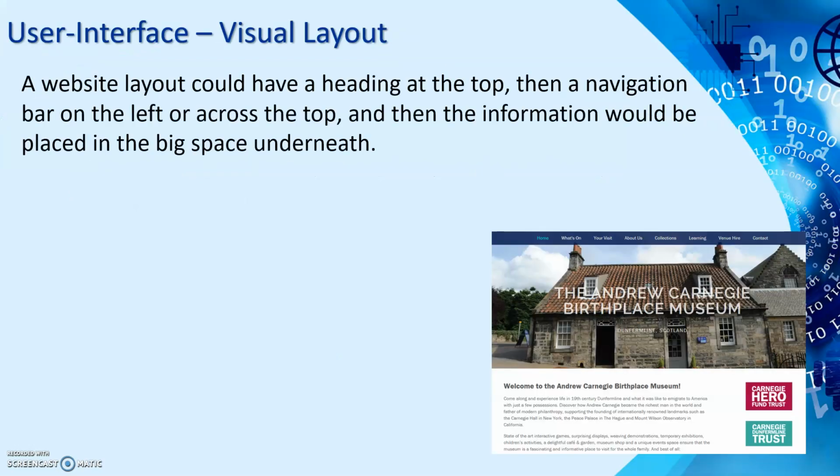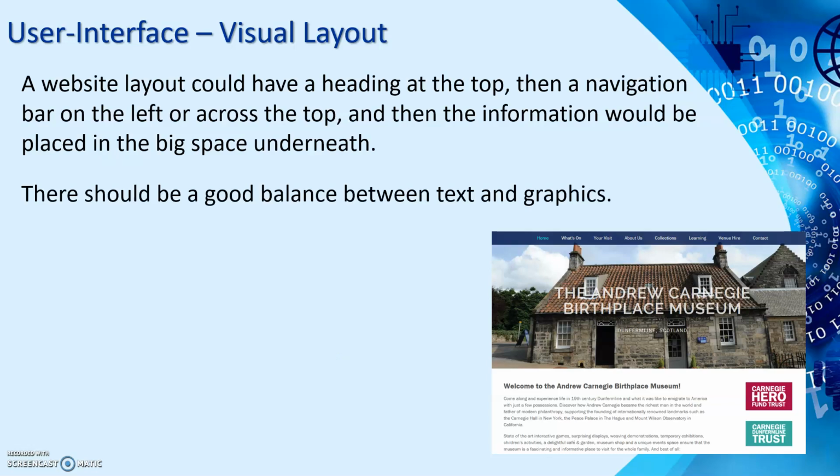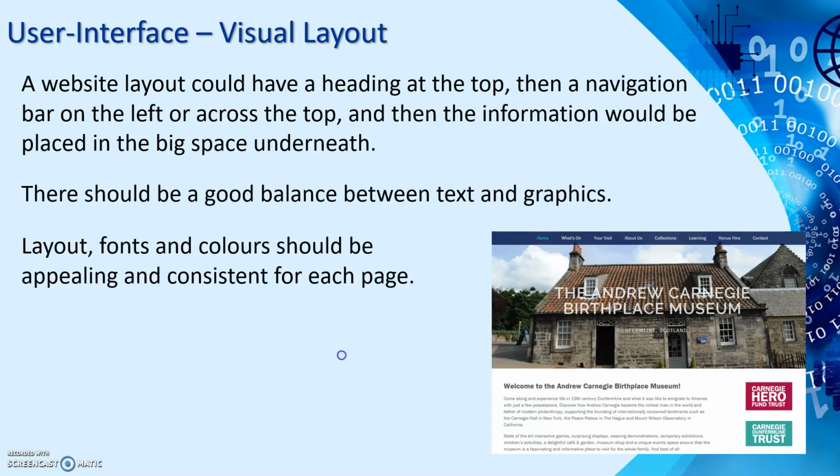Now we're going to look at user interface, which is basically what the web page looks like, how the user can interface with the actual website. We're looking at the visual layout. A website layout could have a heading along the top, then maybe a navigation bar down the left or across the top, and then the information would be placed in the big space underneath. And there should be a good balance between text and graphics.